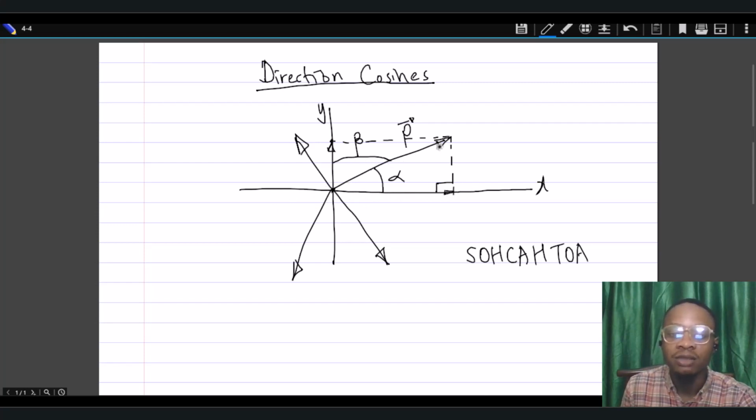This is the magnitude of the vector itself. So the length from here to here is p. So the x component, if we're calling it a still, then is given by this. So how is p related to a?